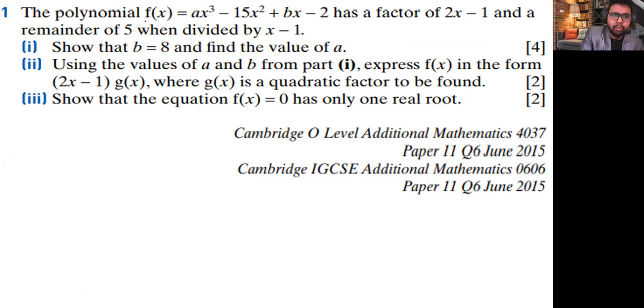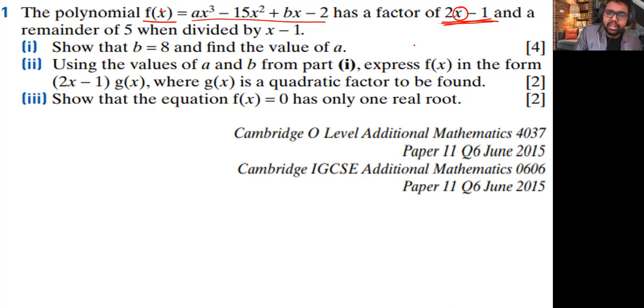The question is saying that there is a polynomial function f(x), and when we divide that polynomial function by 2x minus 1, we get remainder 0. Why? Because this f(x) has a factor 2x minus 1, and when we divide any function by its factor, we get remainder equal to 0. That means if I find the value of x from this part and put its value in the function, I would get f(x) equal to 0.